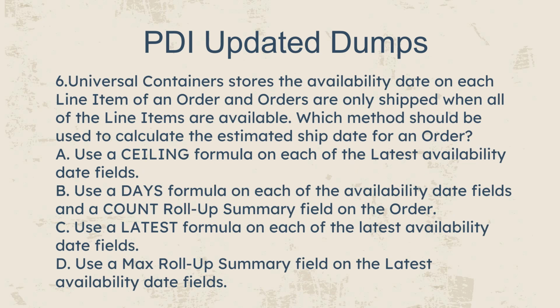6. Universal Containers stores the availability date on each line item of an order, and orders are only shipped when all of the line items are available. Which method should be used to calculate the estimated ship date for an order? A. Use a ceiling formula on each of the latest availability date fields. B. Use a days formula on each of the availability date fields and a count roll-up summary field on the order. C. Use a latest formula on each of the latest availability date fields. D. Use a max roll-up summary field on the latest availability date fields.